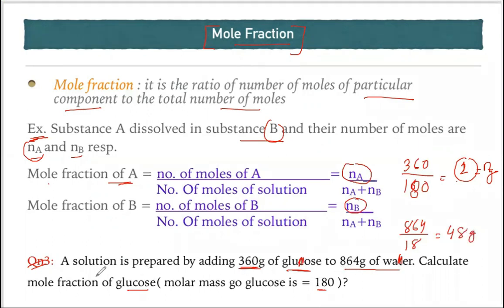So now we are asked to calculate the mole fraction of glucose. We know that the mole fraction of glucose is equal to the number of moles of glucose, 2, divided by the total number of moles, that is moles of glucose plus moles of water, which is 48. So this will be 2 by 50, or 1 by 25.